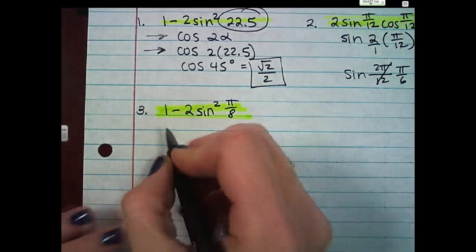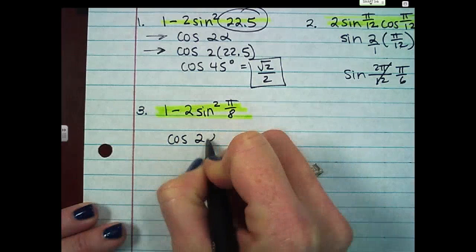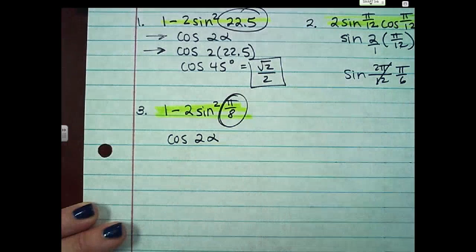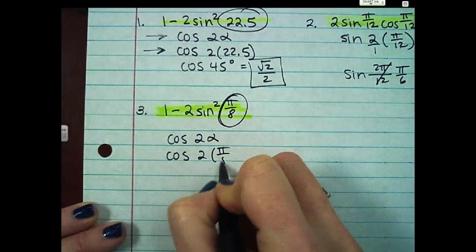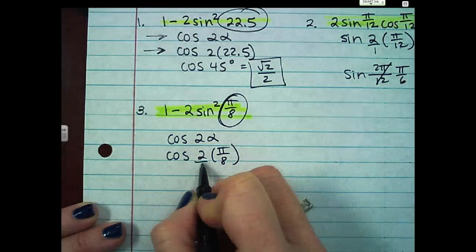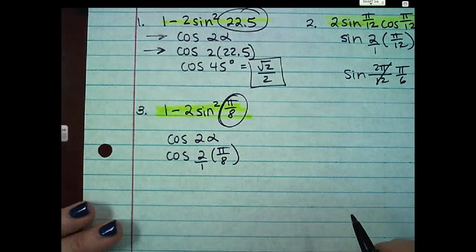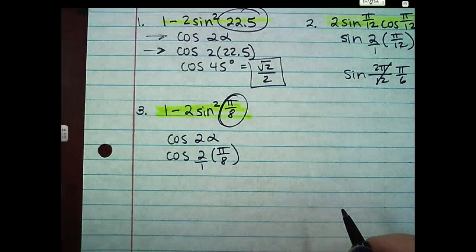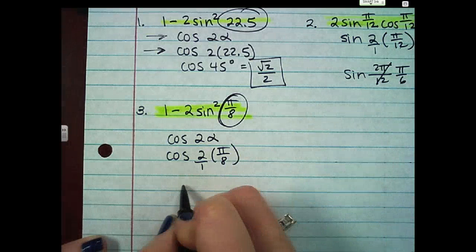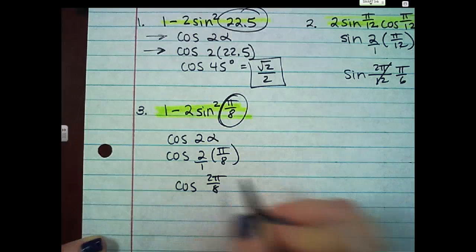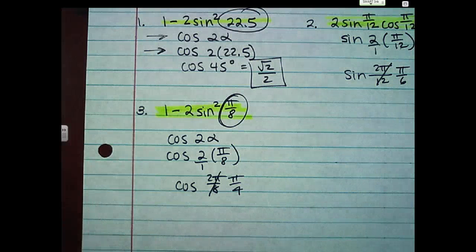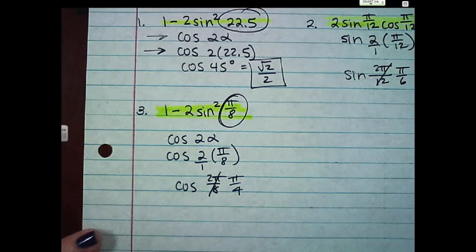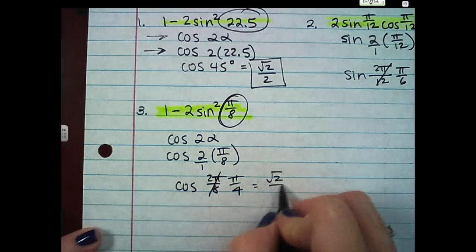So that's the same thing as cosine of 2 alpha. And in this case, alpha is pi over 8. So I want cosine of 2 times pi over 8. And again, you do it the same way. You're going to put the 2 over 1. When you multiply fractions, you get 2 pi over 8. You can reduce that if you want, which is pi over 4. Now look at your unit circle, and you're going to try to find cosine at pi over 4, which is root 2 over 2.